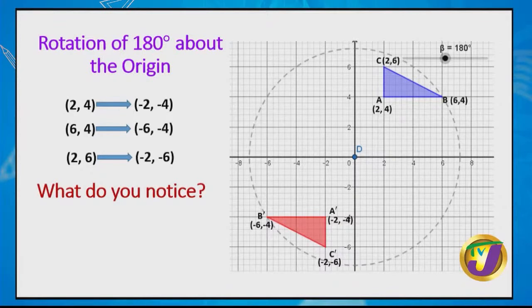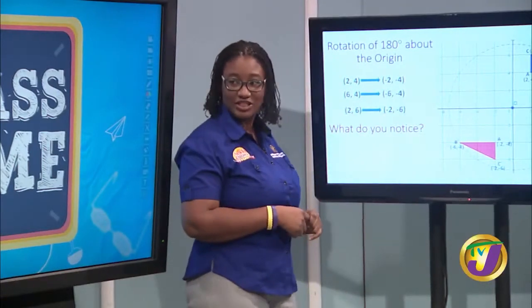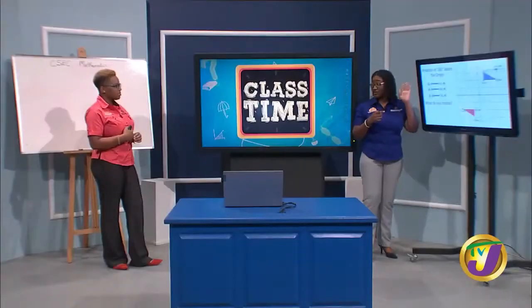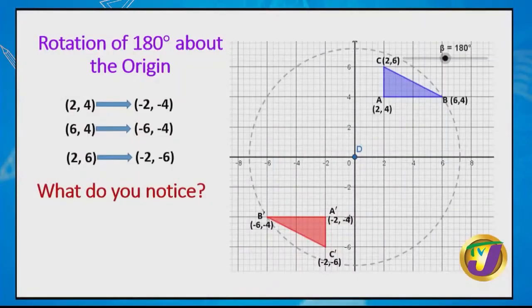The sign of the angle tells the direction of the rotation. Right, we had mentioned that earlier, that a positive angle would indicate an anti-clockwise rotation. Yes, but since we're doing it in words, yes. Now, talk about what we noticed.